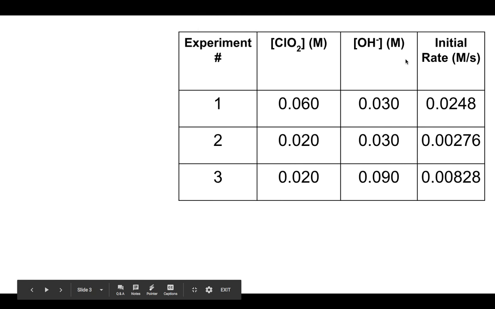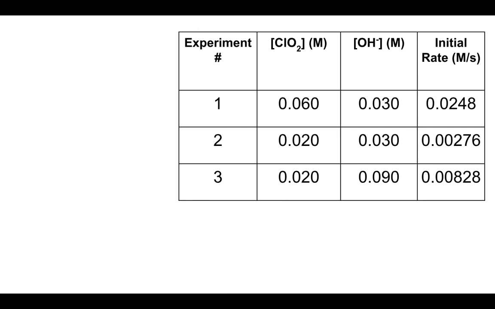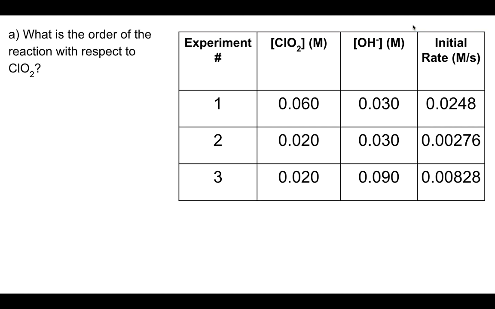Okay, you guys, let's look at another rate problem. So here we have experimental data from 3 experiments. And our question says, what is the order of the reaction with respect to the ClO2? So if I want to know how the ClO2 affects, I'm going to choose my 2 experiments where the OH stays the same, but my ClO2 changes.